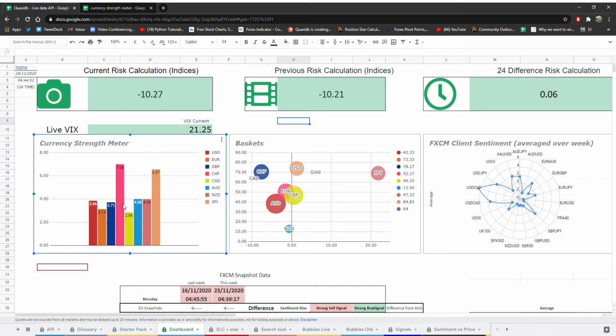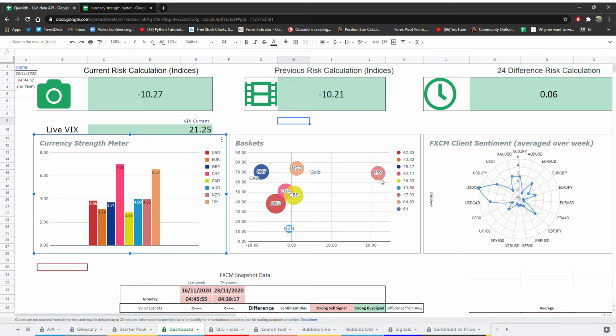There's a really cool new update with the Quasidb service: the currency strength meter. It's to be used alongside the bubbles, which are purely sentiment. This is done by positioning over time by the retail crowd, because they're stubborn and ignorant and are holding onto losses. So this is why we look at these guys and we exploit them, and we make a lot of profits off the back of their stupidity.